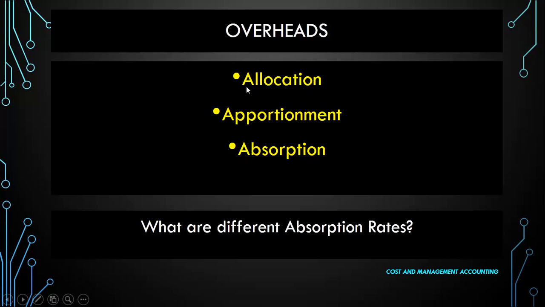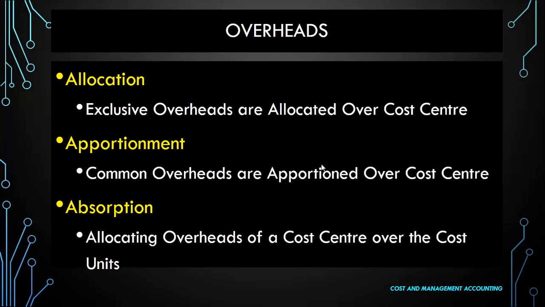Since the overheads cannot be directly identified with the product or service, they go through the process of allocation, apportionment and absorption. There are different methods of absorption rates. So let us first understand the three A's. Allocation. Some exclusive overheads are generally allocated over the cost center.